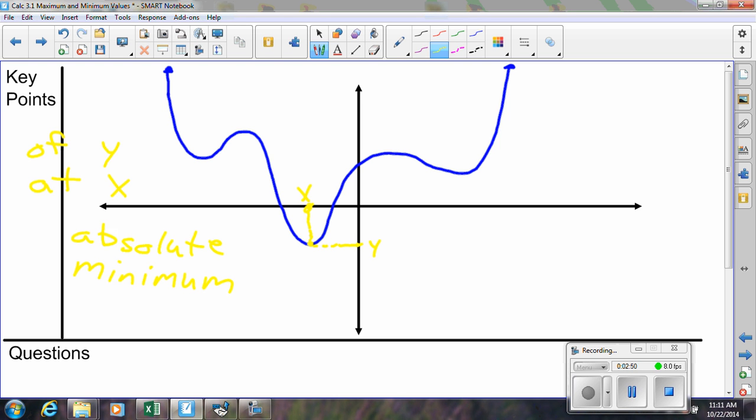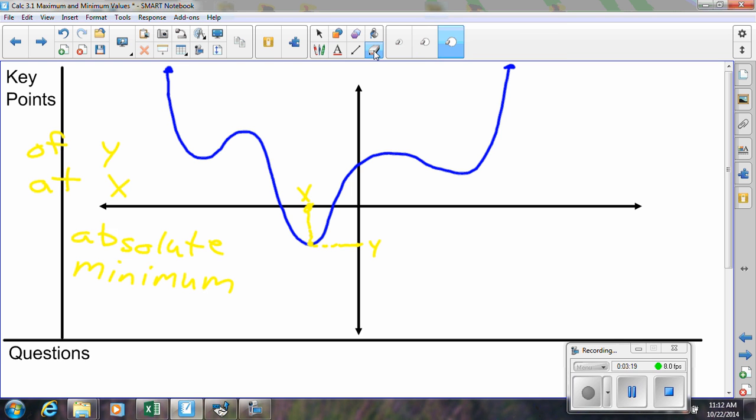It's the number. The absolute minimum is not the point. It's the y coordinate of the point. It's very common that students will make that mistake when they talk about absolute minimum, local minimum, maximum, minimum. Any maximum or minimum is also called an extremum, plural extrema. So whenever I say extrema, you'll know I'm talking about either one. It just depends on how the graph looks.